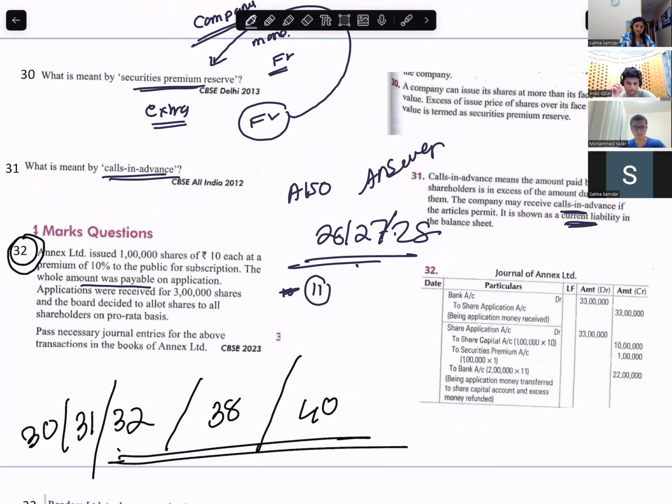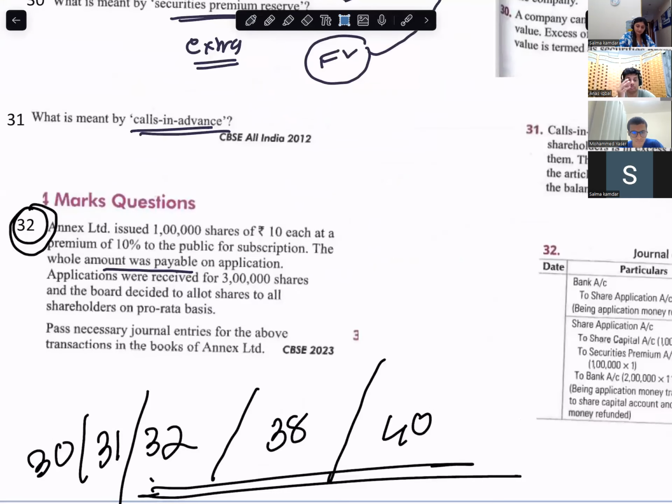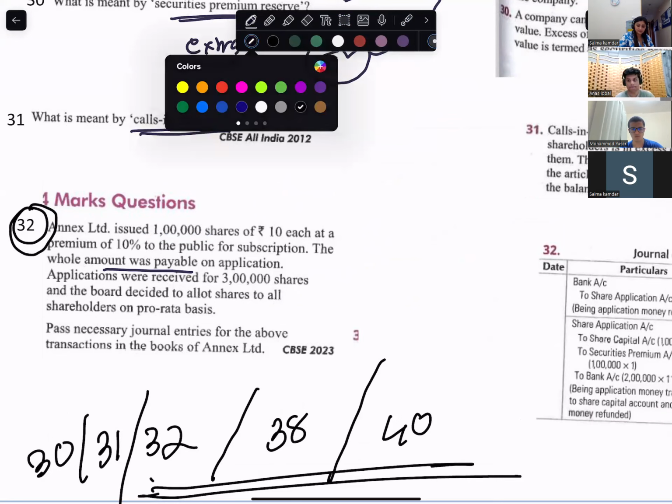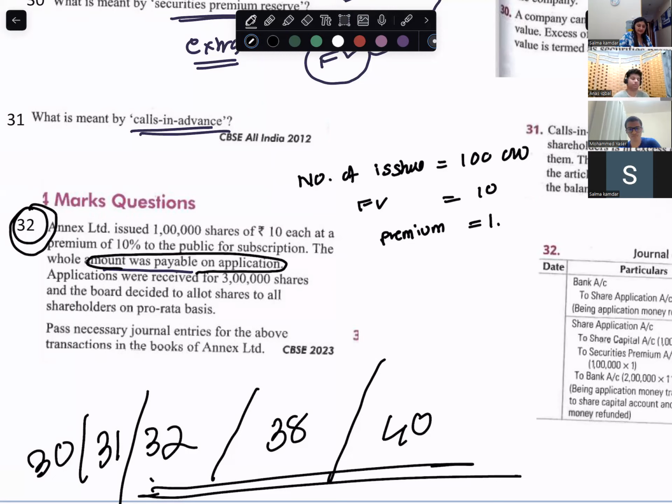Come on, let's go to the next one. It is 32. Can you please read the question? Annex Limited issued 100,000 shares of rupees 10 each at a premium of 10% to the public for subscription. Can you tell me the number of shares issued? 1 lakh. What is the face value? 10 rupees. What is the premium? 10 percent, so it becomes 1 rupee. The whole amount was payable on application. That means the shares are issued in lump sum? Yes. Okay, go ahead.